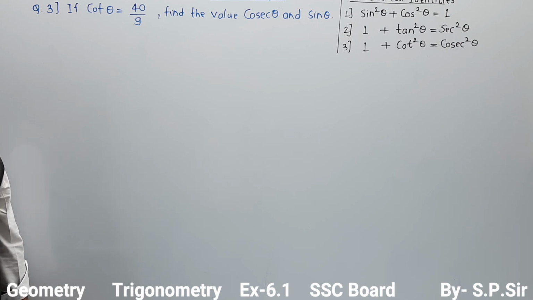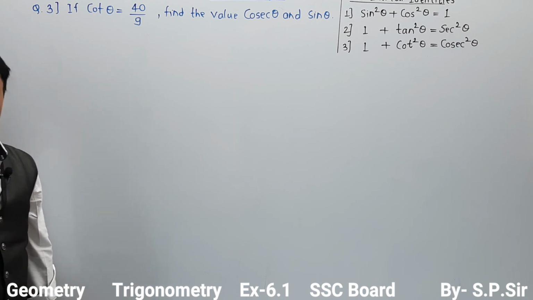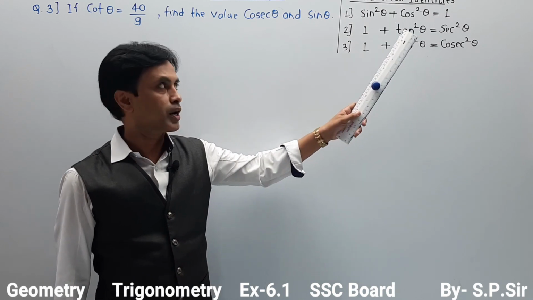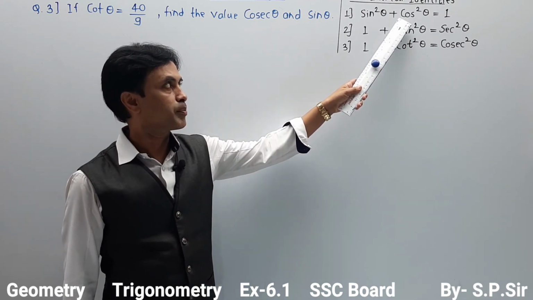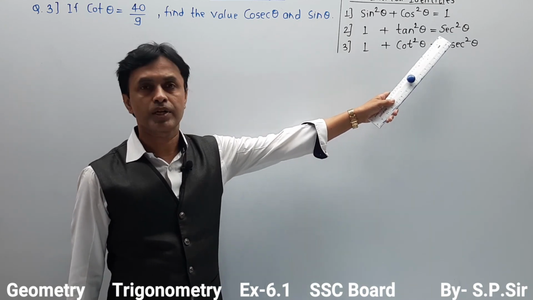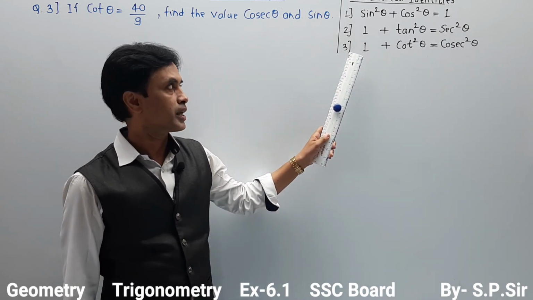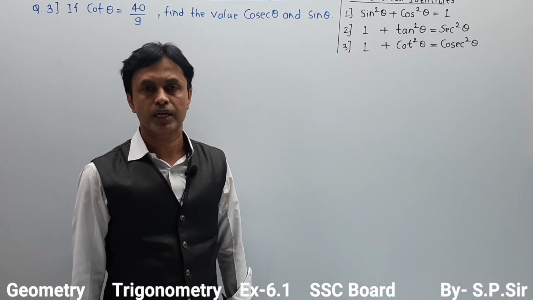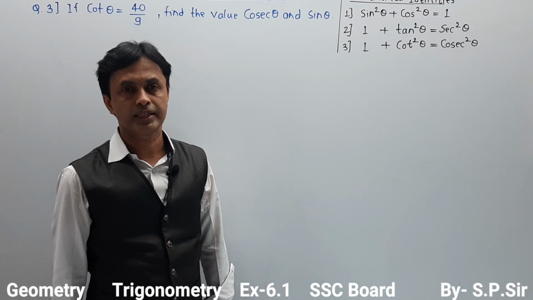Hello friends, now we are going to solve the same numerical with the help of fundamental identities. Now what are the fundamental identities? The fundamental identities for trigonometric ratios are: first, sin square theta plus cos square theta is equal to 1. Second, 1 plus tan square theta is equal to sec square theta. And third, 1 plus cot square theta is equal to cosec square theta. These are the three fundamental identities.